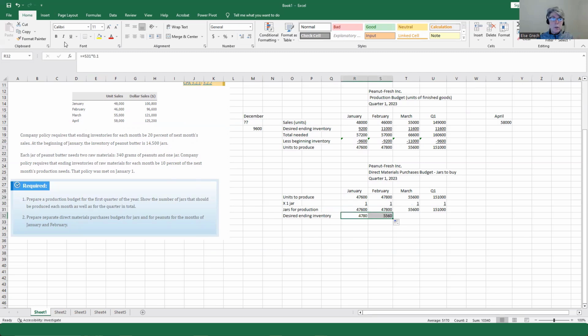I'm only going to do these 2 months, but you can see I'm doing the same thing that I did up here. I've just got a little bit of a change. This is from units to produce, right? And I multiply it by the number of units of raw materials I need. So now that's my desired ending inventory. This is going to be total needed.